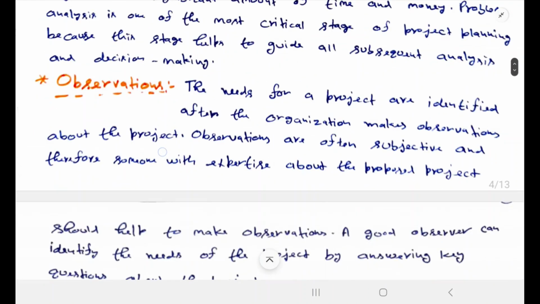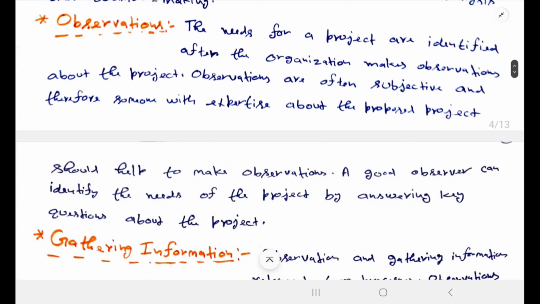The next one is observations. The needs for a project are identified. Often the organizations make observations about the project. In this step, the organization will make some arrangements or observe many aspects: what is our problem, what we want to do, and what kind of team we want to have. This is done in observations.